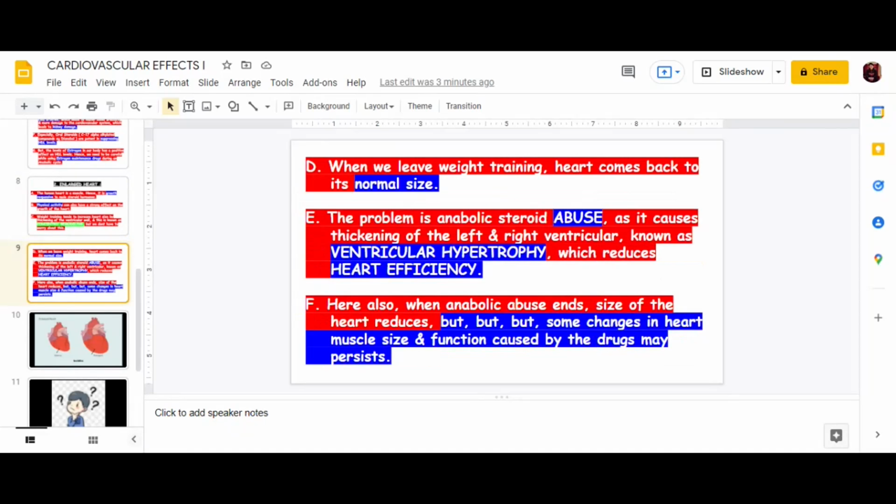The issue is anabolic steroid abuse. Due to anabolic steroid abuse, the left and the right ventricular walls of the heart become thick, which reduces the efficiency of the heart, which means that if the size of the heart increases, then the efficiency of the heart will reduce. Here also, when the anabolic steroid use ends, the size of the heart reduces. But some changes in the heart's muscle size and function caused by the use of anabolics may persist. So this is the issue with anabolic steroid abuse.